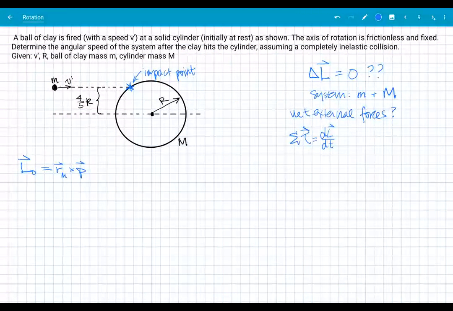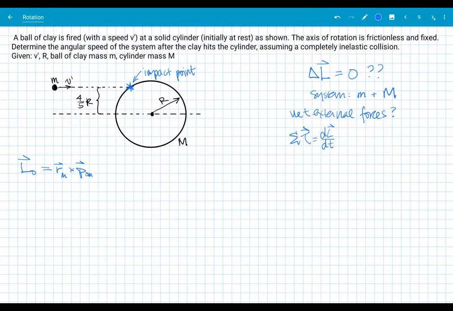If you look at the equation for angular momentum of a particle, we're just taking the cross product of R. We can talk about what R is in just a second. And P is the linear momentum. So this is the initial linear momentum of the particle, crossed with R. Now, R is going to be the location of the particle right before impact.